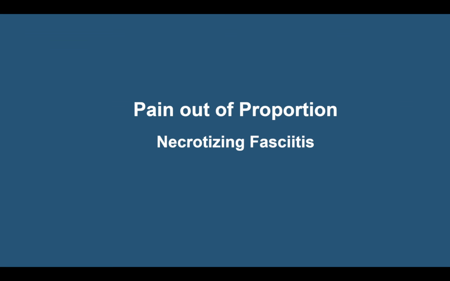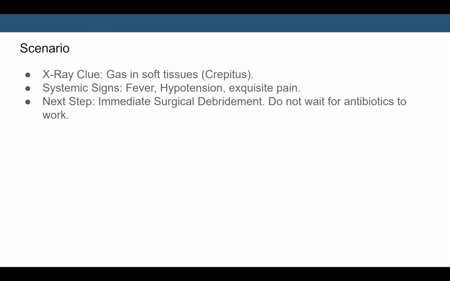The other condition is pain out of proportion seen in necrotizing fasciitis. The scenario you'll see on X-ray is gas in the soft tissue. You'll see crepitus, and as signs you'll see fever, hypotension, exquisite pain. The next step here is immediate surgical debridement. You have to do that immediately and then administer antibiotics after that. So you should not wait for antibiotics to work.